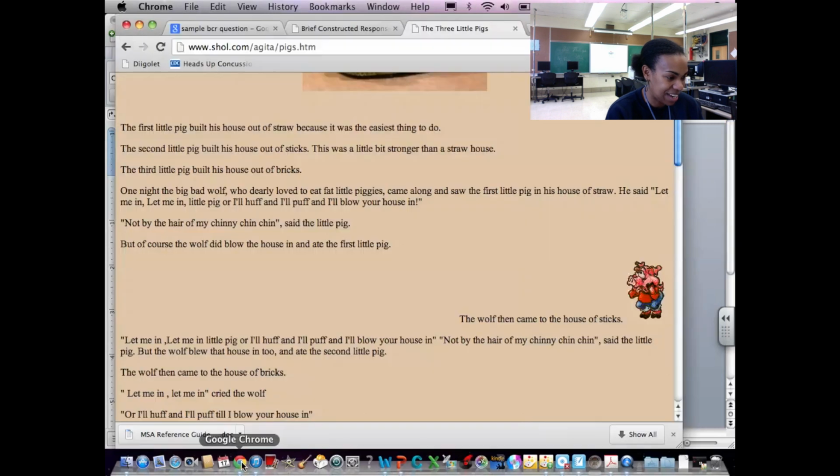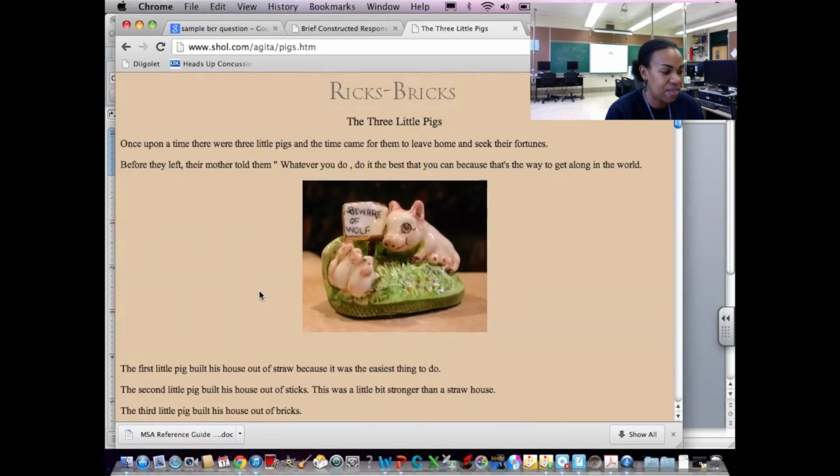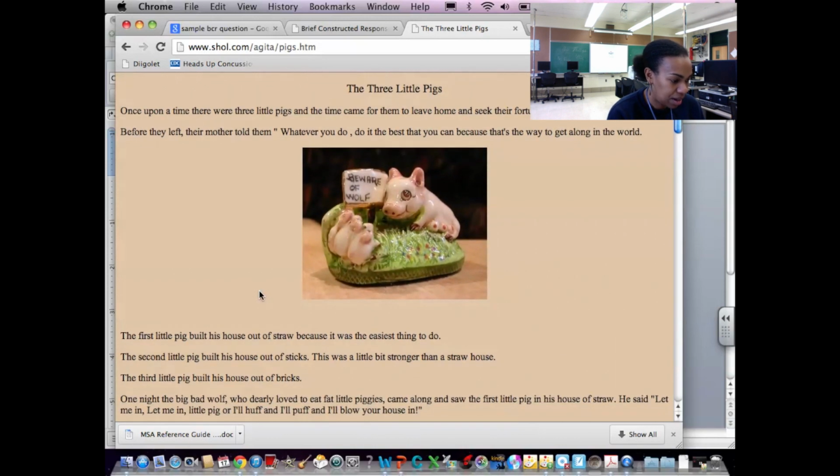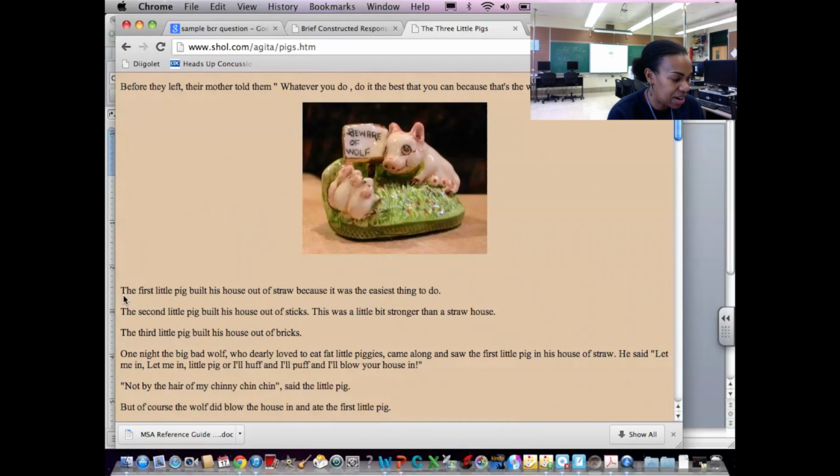So let me just go ahead and go up here. Okay. So I have the Three Little Pigs, I have my text here. So I'm going to scan it really quickly. Okay. So here I see the first little pig built his house out of straw because it was the easiest thing to do. The second little pig built his house out of sticks. It was a little stronger than a straw house. And the third little pig built his house out of bricks.